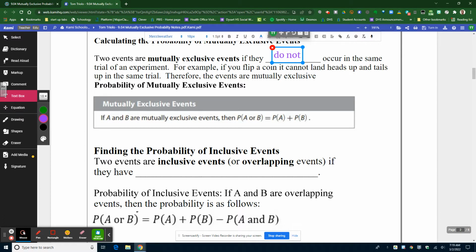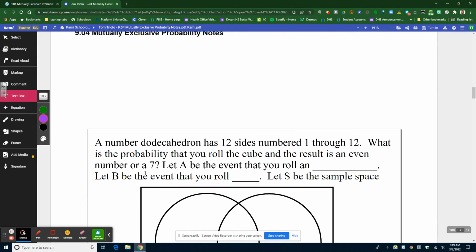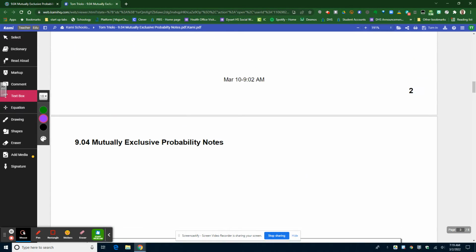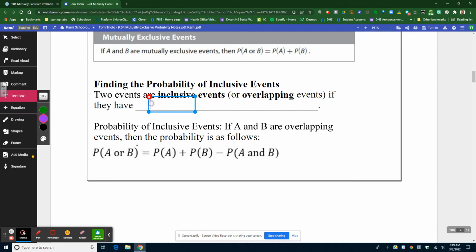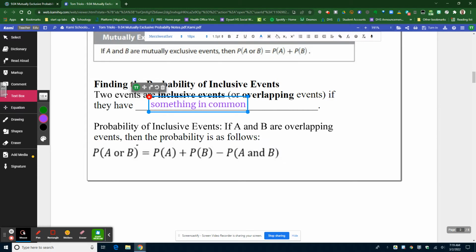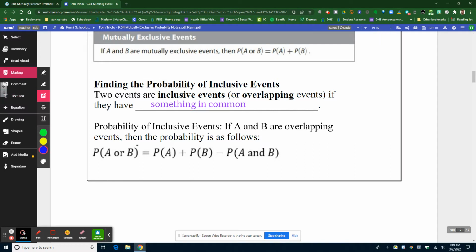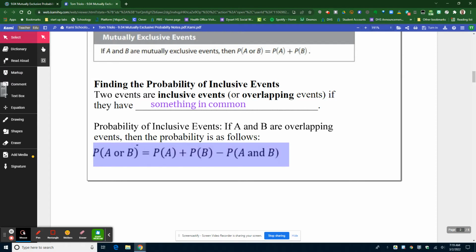When they have overlapping, two events are inclusive or overlapping if they have, well, I won't even use fancy math words, something in common. That'll make more sense when you start doing a problem or two. And notice you have a different way to find the probability. Basically what it boils down to is we can't count stuff twice. This will make more sense when we do that first problem.